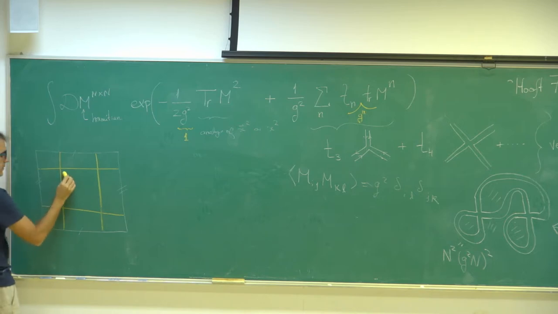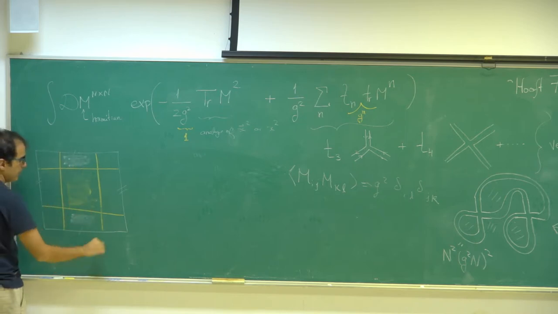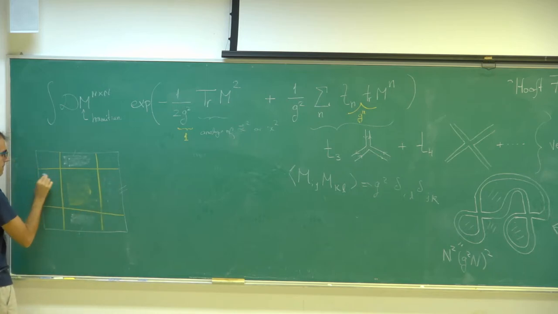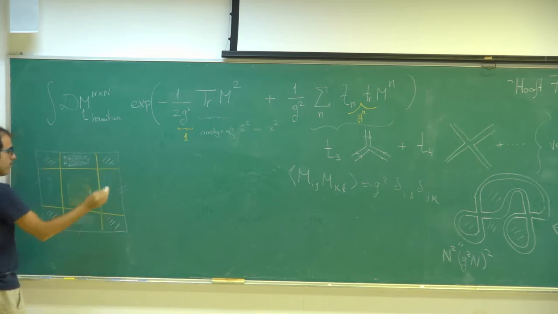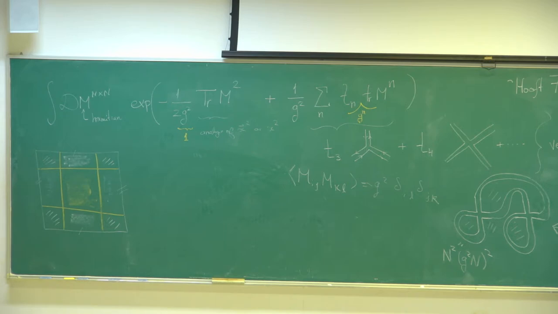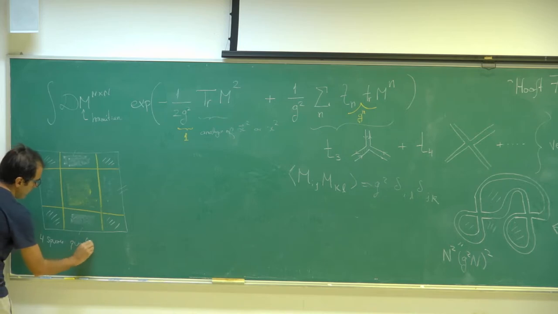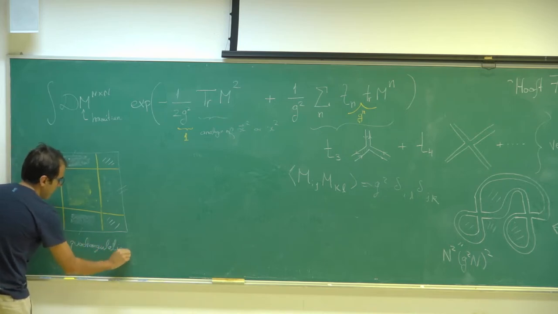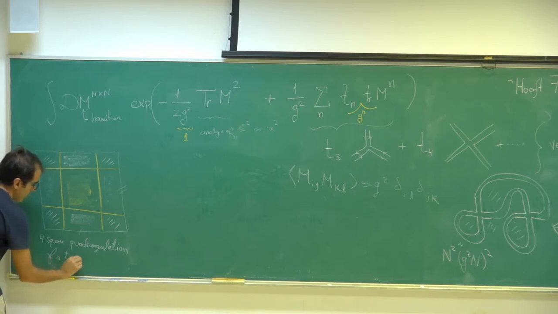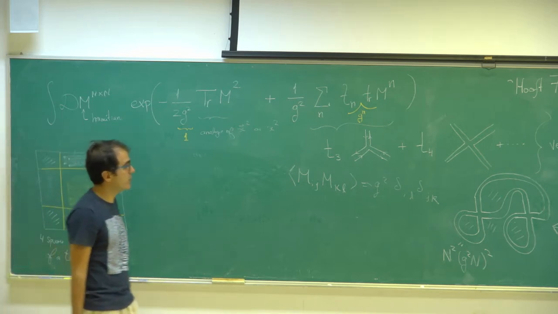Right? Let's paint the faces. So this is one face. This is another face. Right? This is another face. And this is another face, purely because they are identified. So this goes here, it's the same as this. This is the same as this, and these four things are the same thing. Right? So this is an example of a four-square quadrangulation of the torus, which is a genus 1 Riemann surface, whereas the sphere was genus 0.